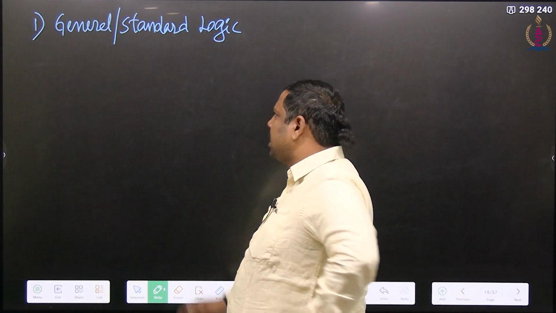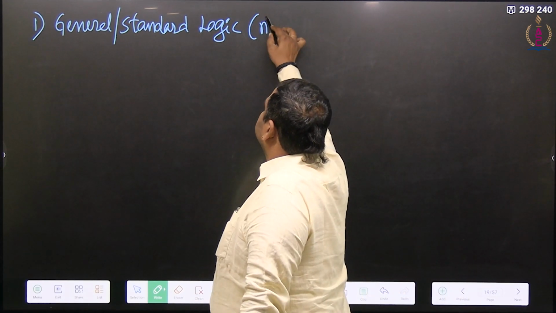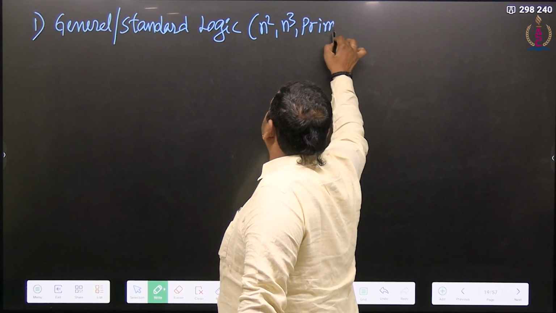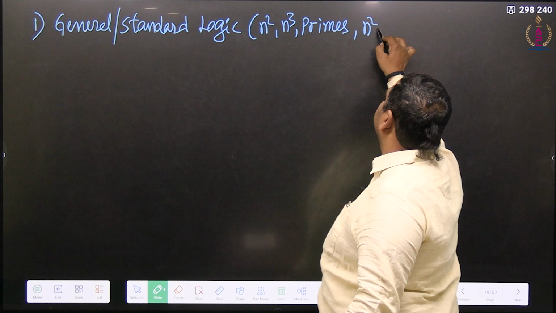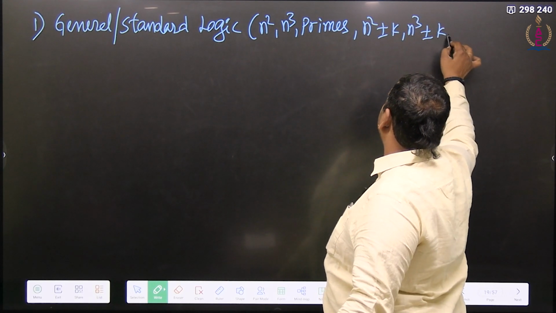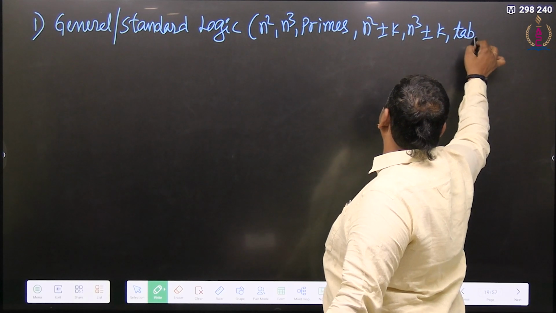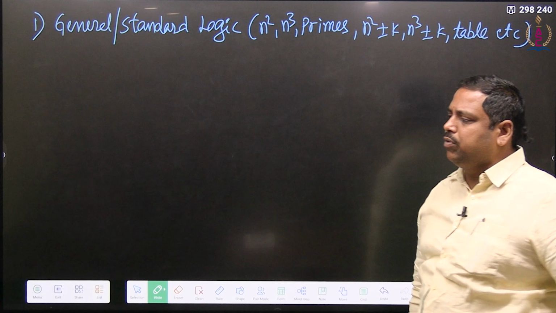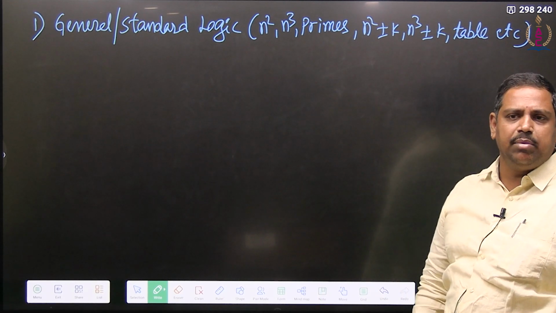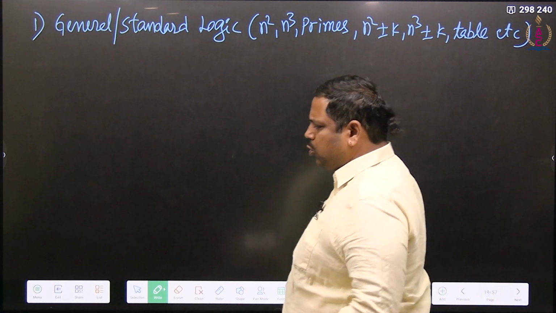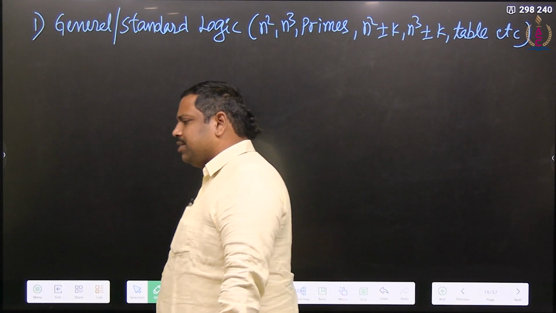General or standard logics means squares, cubes, primes, n square plus or minus some constant, n cube plus or minus some constant, tables, etc. Now here you will find a beautiful word called table. What's a table?